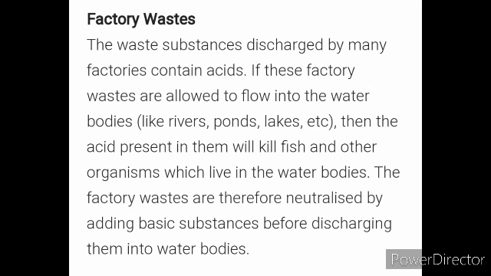Now the last is factory waste. The waste substances discharged by many factories contain acids. If this factory waste is allowed to flow into water bodies like rivers, ponds, lakes, etc., then the acid present in it will kill fish and other organisms which live in the water bodies because they cannot bear too much acid. The factory waste is therefore neutralized by adding basic substances before discharging it into water bodies.